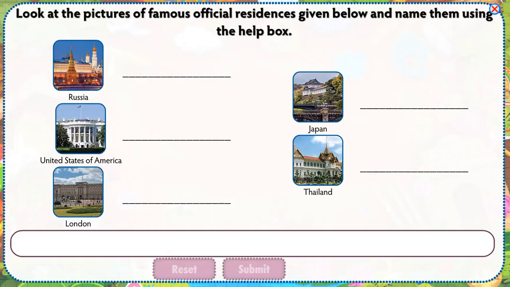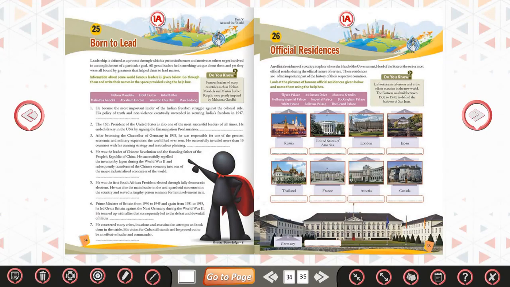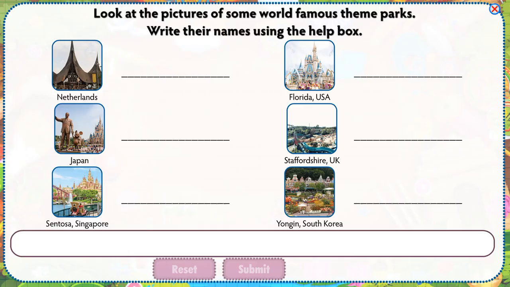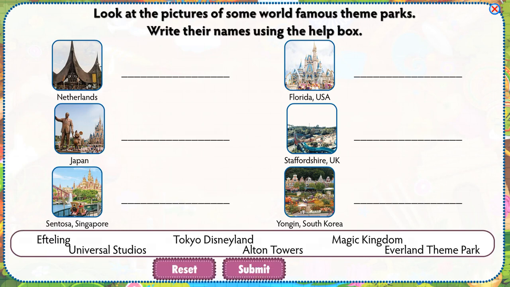Look at the pictures of famous official residences given below and name them using the help box. Look at the pictures of some world-famous theme parks. Write their names using the help box.